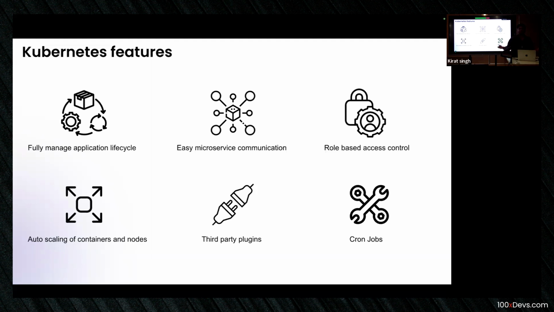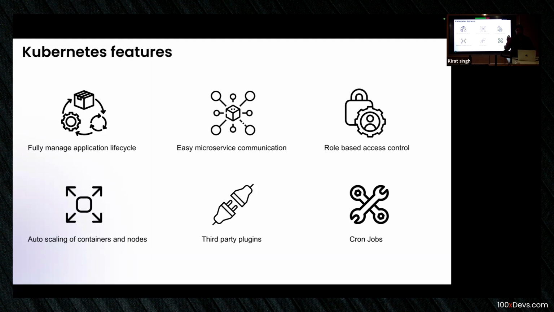Role-based access control: who gets access to what in Kubernetes is very well defined. You can actually change it. Auto-scaling of containers and nodes: if the application load increases, increase more Docker containers. If needed, increase more VMs as well to put those Docker containers in. Automatically scale it up, scale it down. That is also what Kubernetes does.